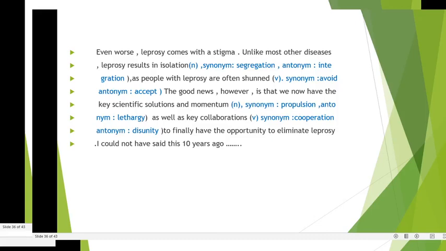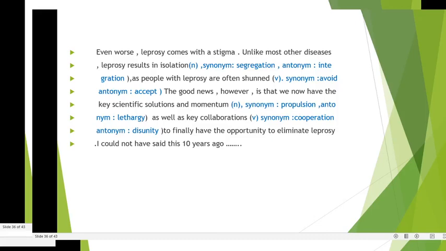The good news, however, is that we now have the key scientific solution and momentum. কিন্তু ভালো খবরও আছে, সুখবরও আছে। এটি হলো এখন আমাদের কাছে আছে গুরুত্বপূর্ণ বৈজ্ঞানিক সমাধান ও সামর্থ্য, এবং আরও আছে কুষ্ঠরোগ নির্মূলের চূড়ান্ত সুযোগের একান্ত সহযোগিতা, as well as key collaborations. Collaborations means cooperation, that means সহযোগিতা, to finally have the opportunity to eliminate leprosy. আমাদের শেষ পর্যন্ত আমরা এই কুষ্ঠরোগকে মুছে ফেলার সুযোগ পেয়েছি, সহযোগিতা পেয়েছি.